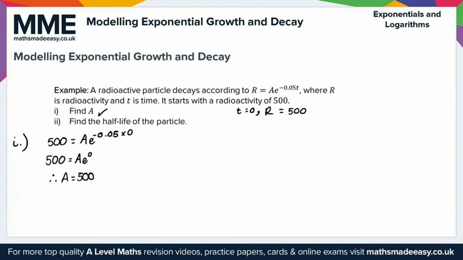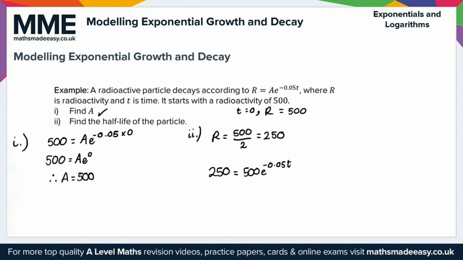Now for the second part here, to find the half-life of the particle, well, remember the half-life is when the radioactivity has halved. So for part 2, this would be when R is equal to 500 divided by 2. So that would be 250. So in that case, using our equation for R here, that means we're looking for 250 is equal to A e, but remember we know what A is, that's 500, so that's 500 e to the minus 0.05t. So what we're looking to do here now is solve for t.